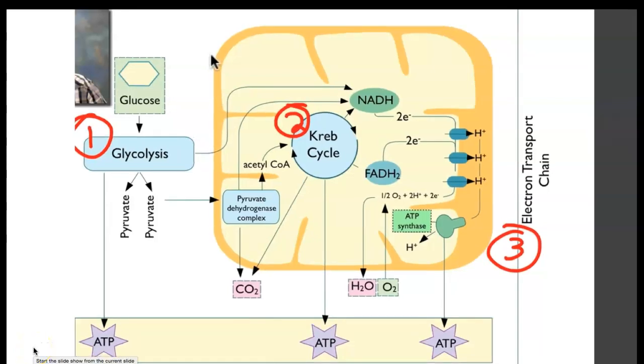That concludes our notes on cell respiration. And remember, the process of cell respiration is where we convert chemical energy in the form of glucose into cellular energy in the form of ATP to fuel our cells.